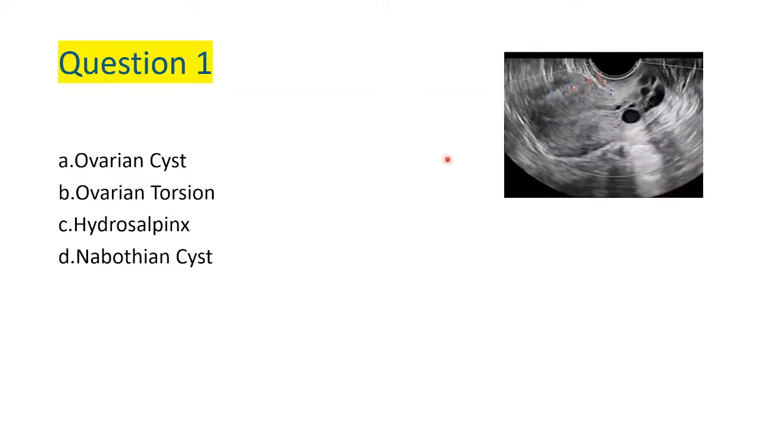So let's start with number 1. So question 1, we have this pathology there. So you can see we've got multiple cysts there in the cervix. So this is our uterus there.